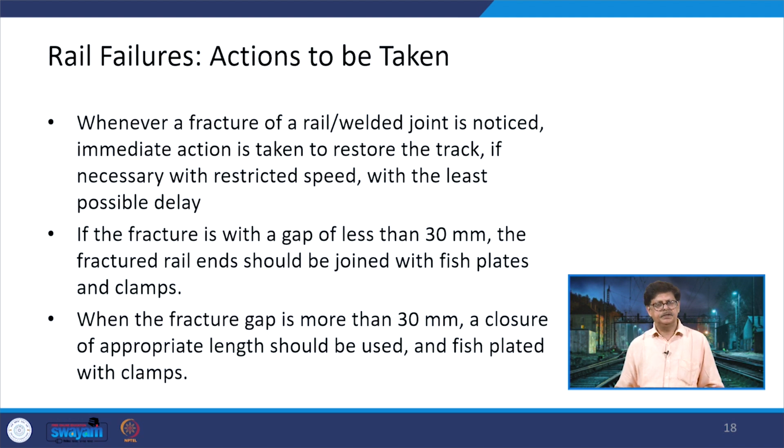Now, what actions to be taken here? Whenever a fracture of a rail or a welded joint is noticed, immediate action is taken to restore the track, if necessary with restricted speeds, with the least possible delay. So, there are two things which may happen: immediate action may be required, restriction of the speeds may be imposed, and delay should not be there. In the previous lecture I talked about it, that there can be a possibility that immediate action which is to be taken is immediately within say 3 days, or can be within 15 days, or it can go more than 15 days, but goes into the continuous observation.